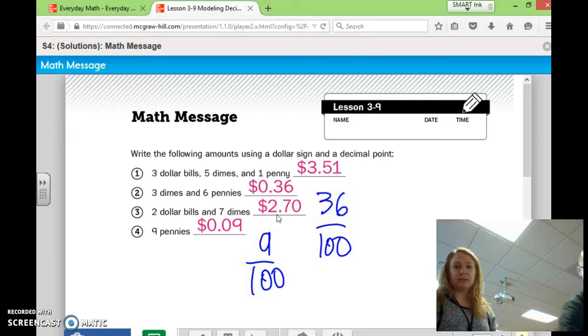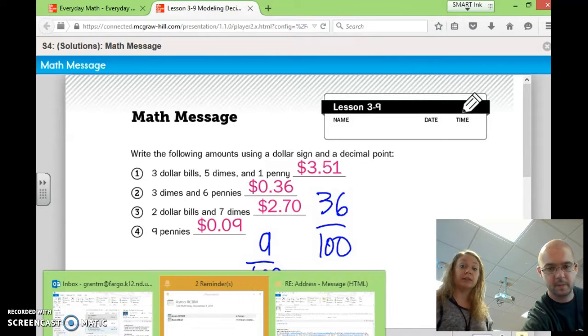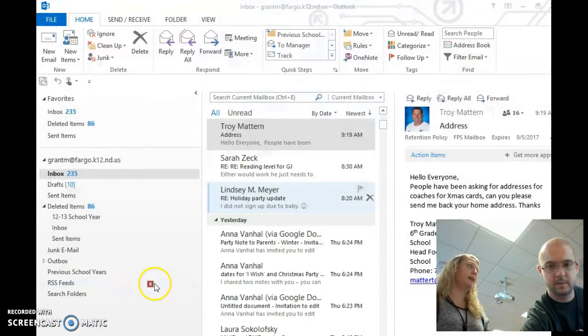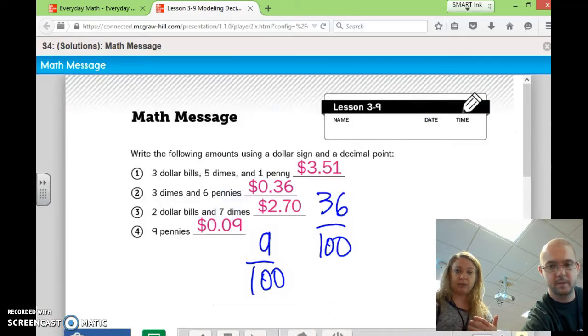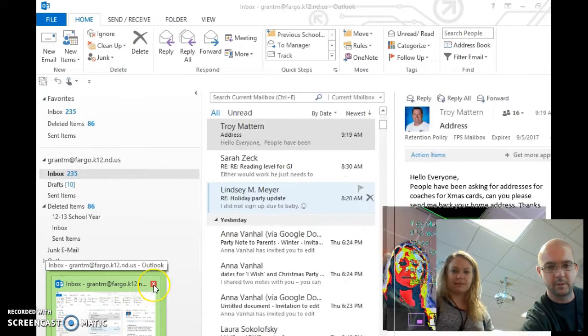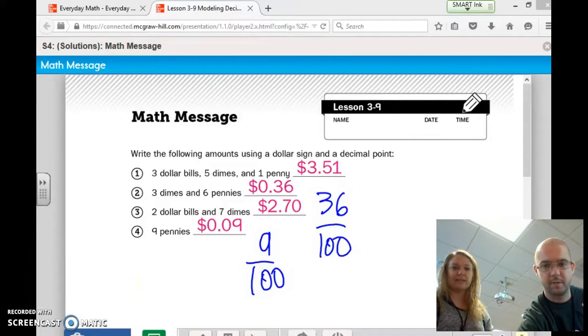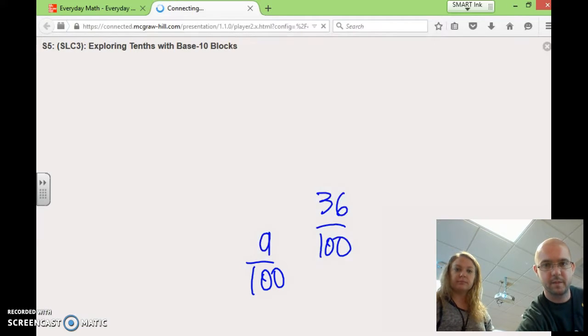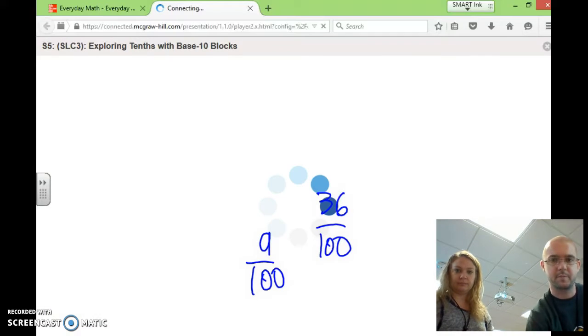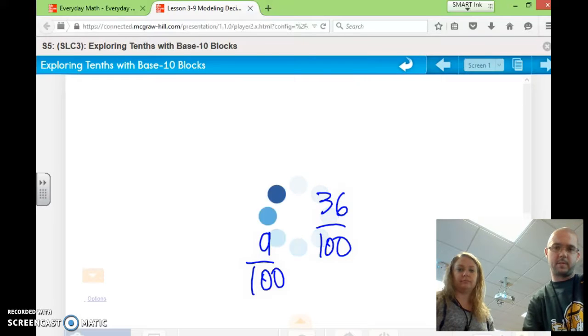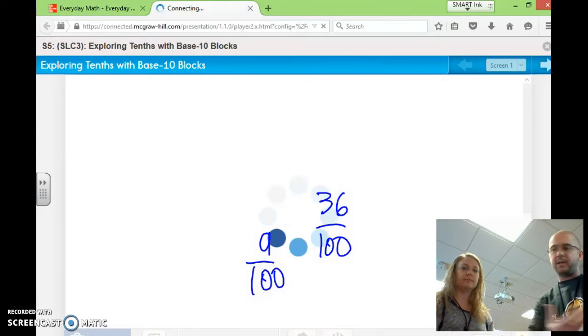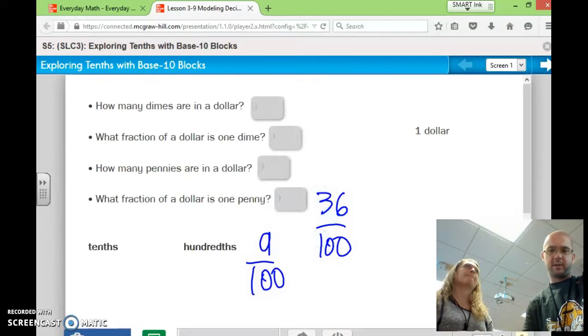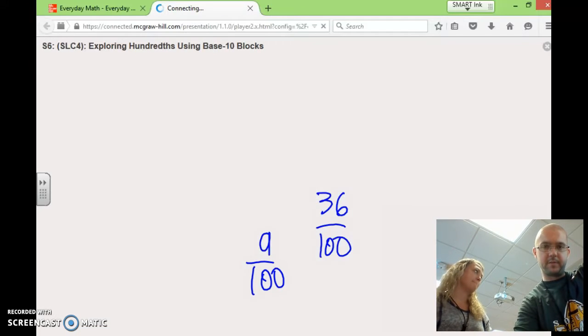That really makes sense, Mr. Grant, because I know that in a dollar, there are 100 pennies. So that cents is equivalent to the pennies, isn't it? Yeah. There we go. And this really ties in with what we did yesterday because we looked at tenths and now we're looking at hundredths.